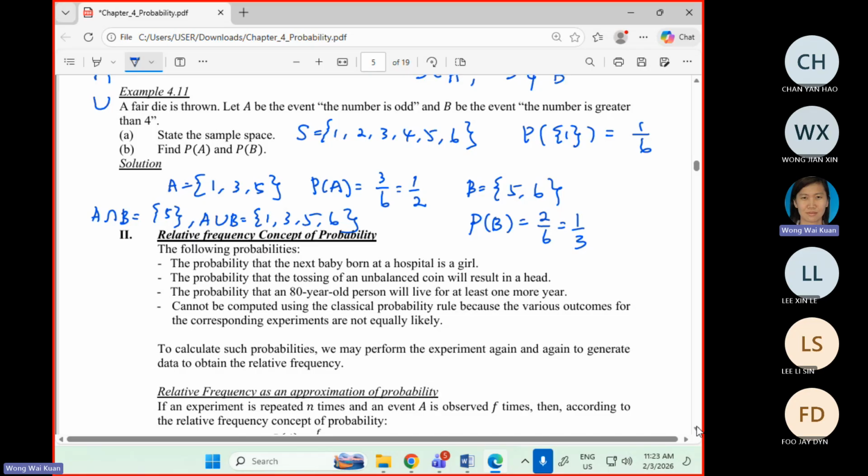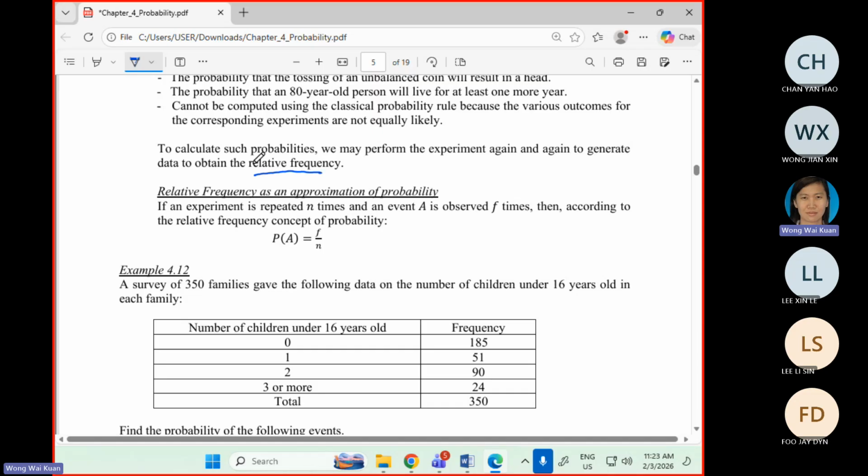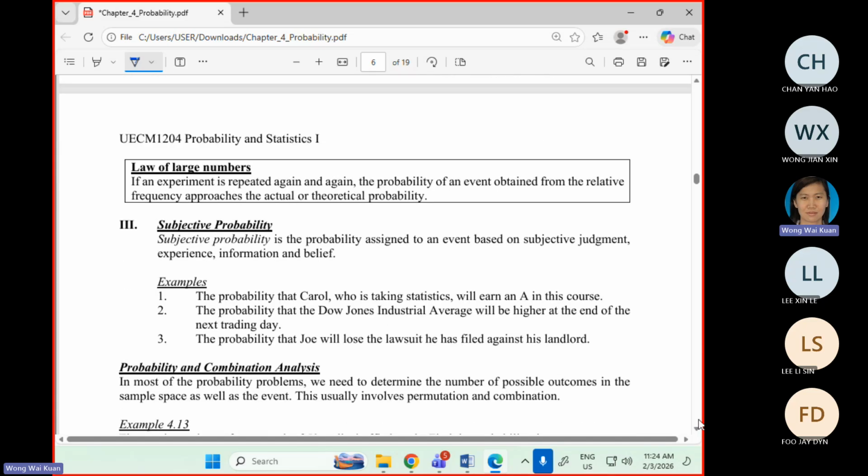To find the probability, we must perform the experiment again and again, or use the past history. From the past history, we can find the relative frequency. You remember in your chapter 2, you learned relative frequency, right? So by using relative frequency, we can make it an approximation of the probability. So this is F over N, the frequency divided by the total. But now, you may say, can it be correct? Yes. This is done by a law called the law of large numbers.